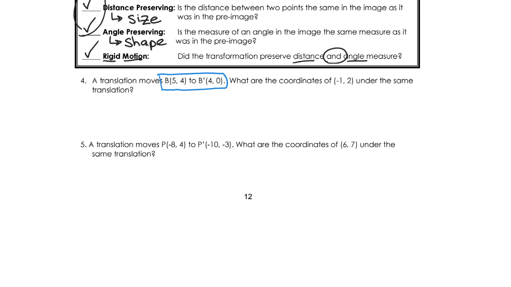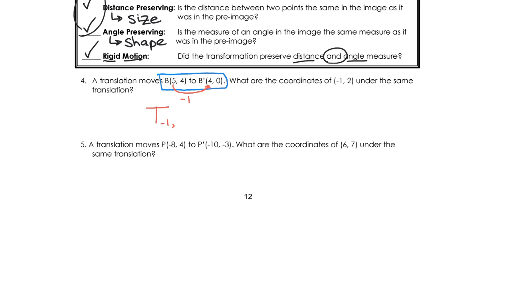So what we're going to do is write a rule for the translation looking at B and B prime. And we're going to look at the x coordinates first and ask, how does 5 get to 4? By adding or subtracting. You would have to subtract 1. And so now we have the first part of our translation rule written.